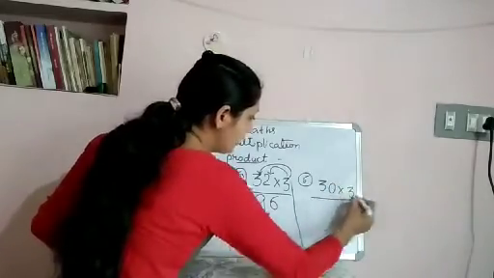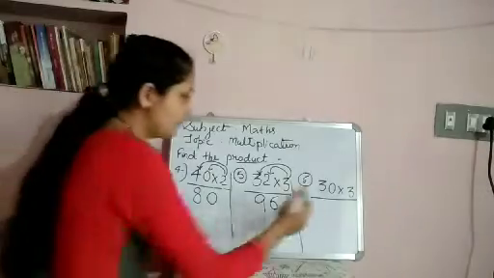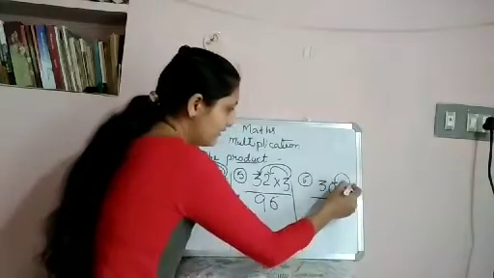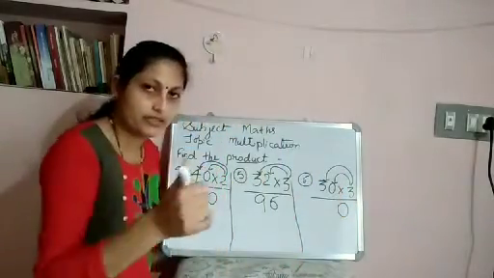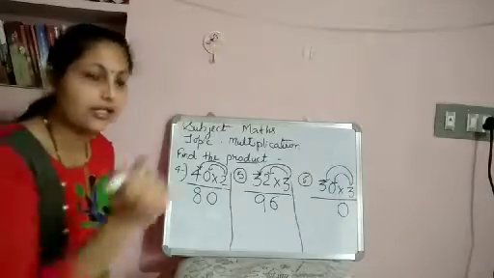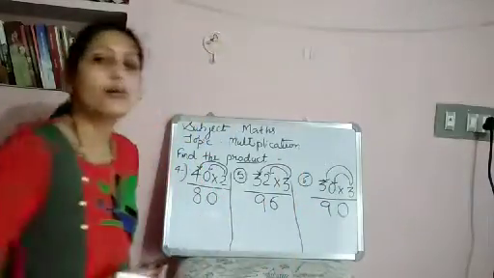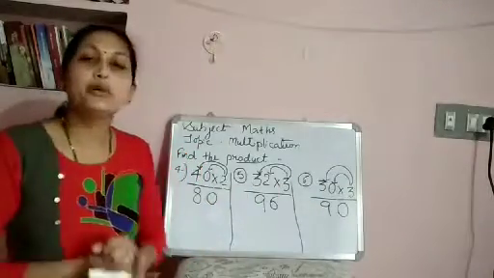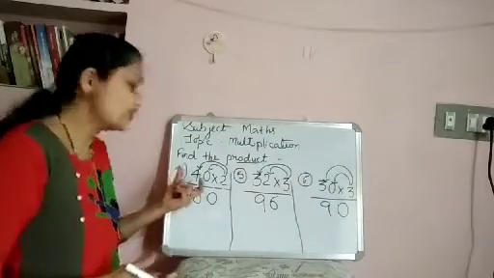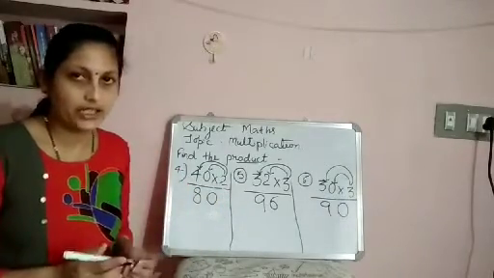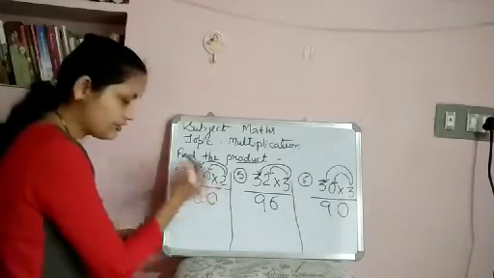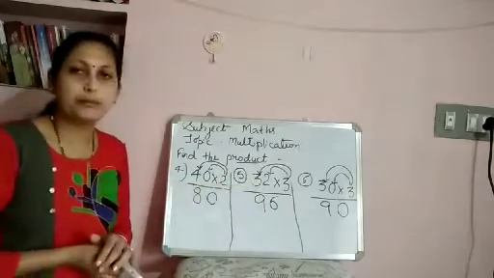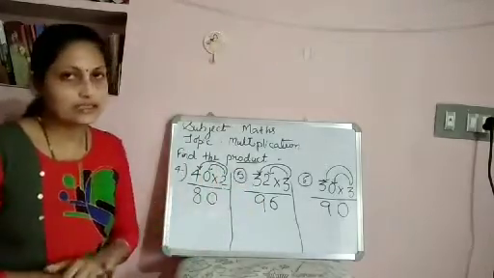Sixth one. 30 into 3. First 3 into 0. 3 zeros are 0. Next 3 into 3. 3 1s are 3, 3 2s are 6, 3 3s are 9. So 9 here. What is the answer? 90. Clear? In this way you multiply a two-digit number with a single digit. First you multiply with the first digit, then with the second digit.